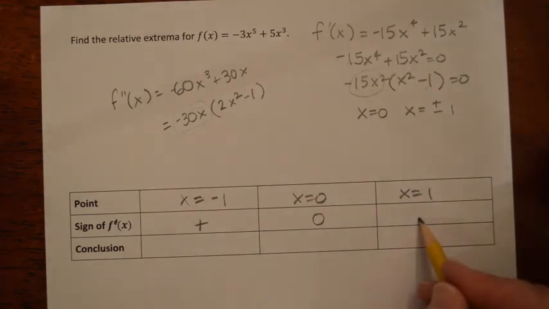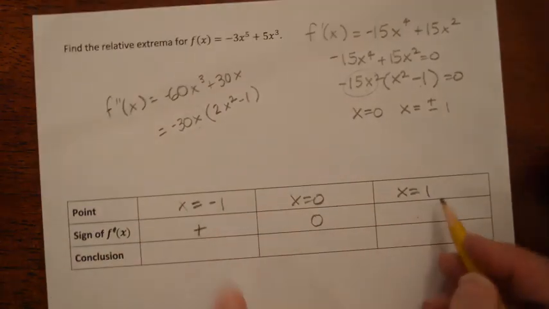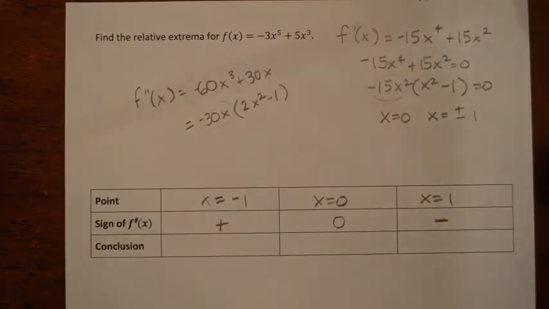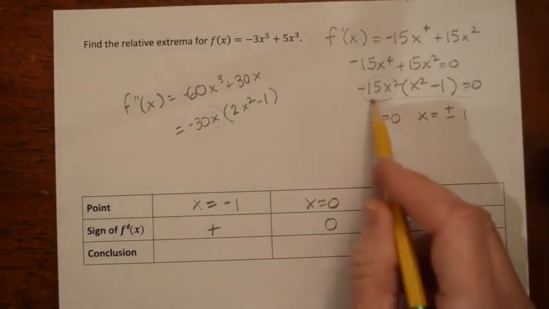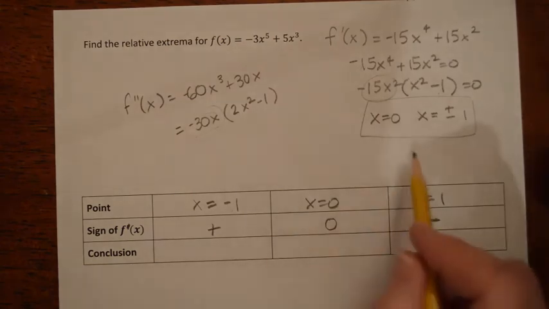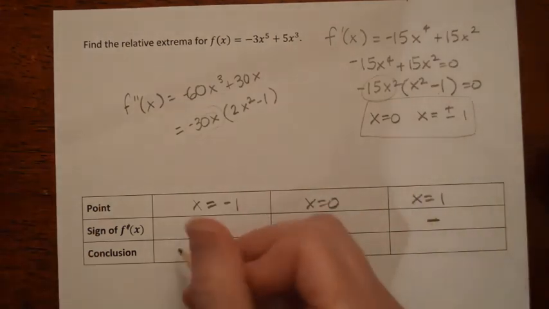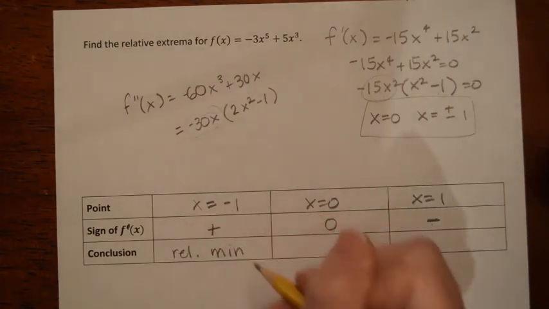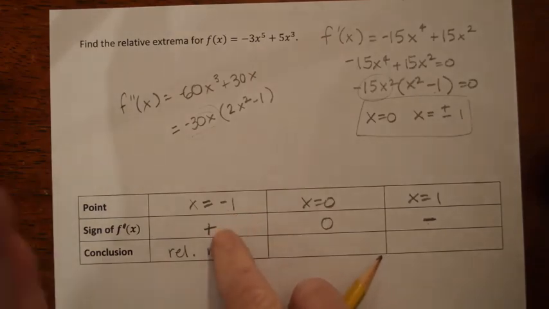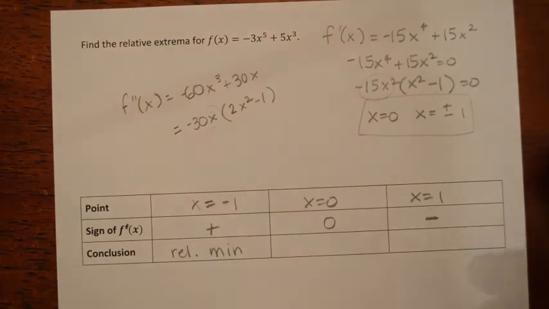And then here I plug in 1, I get negative 30, and here I'm going to get positive again. So this is negative. All right, so our second derivative test says that if we plug in the values where the first derivative is 0, we plug them into the second derivative, and it's positive, that means it's concave up, that means this must be a relative minimum. Again, if the concavity is positive, that means it's got to be down here at the bottom, it's got to be a min.